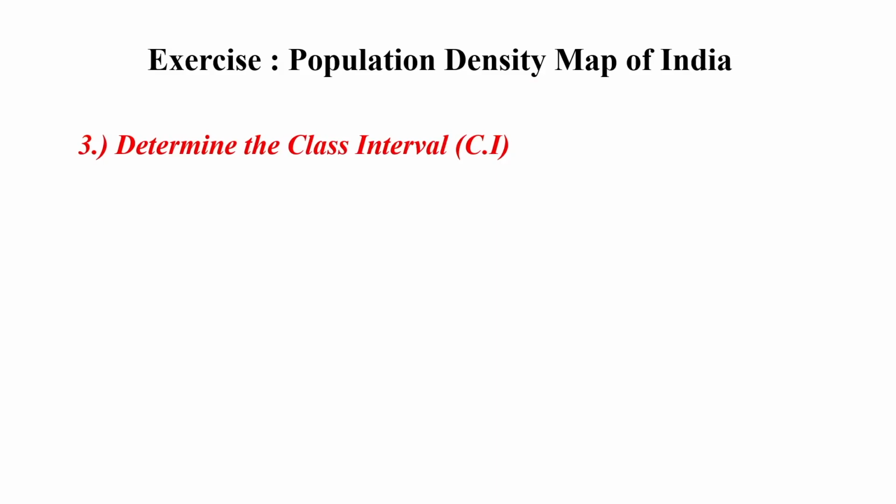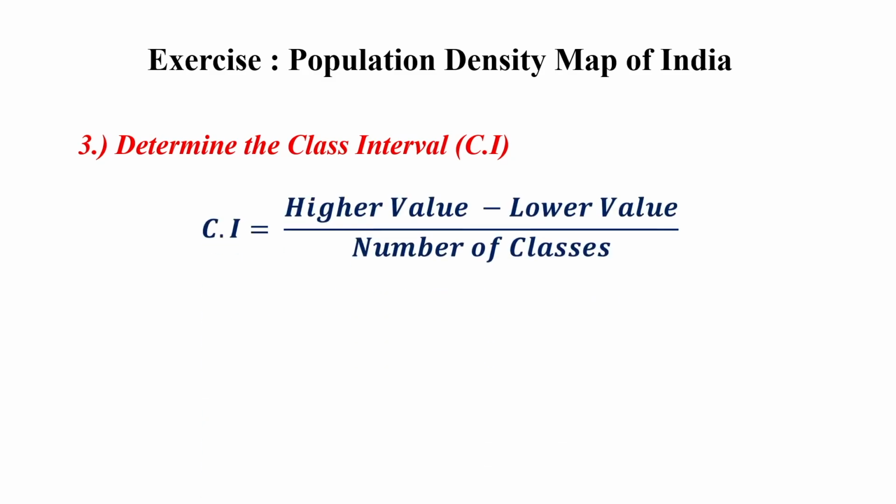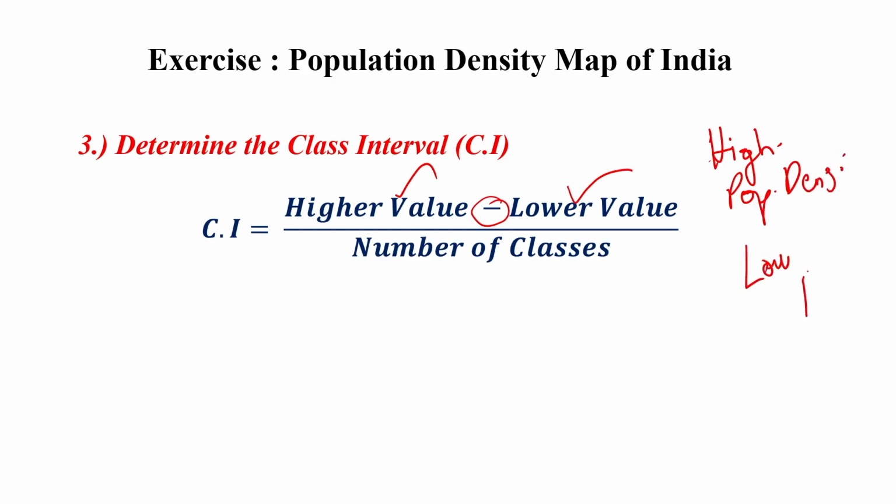Now, the formula for class interval is basically the highest value in your data set minus the lowest value in your data, which is your population density in this case. So, what is the highest population density, what is the lowest population density, you should take it from your data, and then you have to divide it by the number of classes, which is 6 for us here.